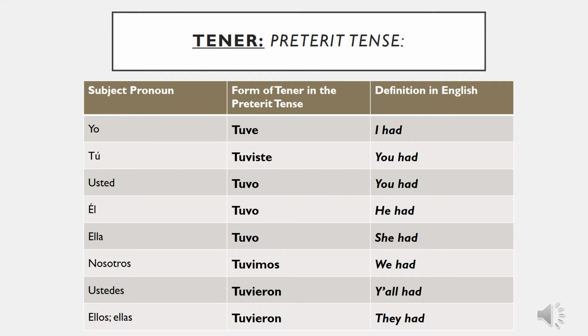So just as a comparison between the present tense and the preterite tense, our meanings of tener in the preterite tense are I had, you had, he had, she had, we had, y'all had, and they had. You don't need to write those down unless you want to, but just keep in mind the difference in tense.